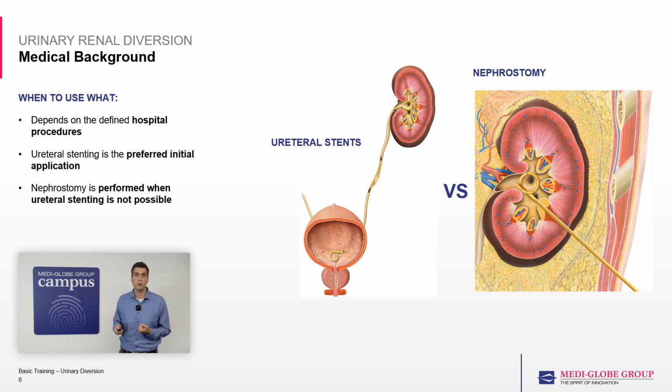But in general, you can say that hospitals will always first try to get in a ureteral stent. If that is not possible, for example if the blockage of a ureter is so strong that you cannot insert a so-called ureteral stent, then the nephrostomy catheters will be used as some sort of an emergency procedure.